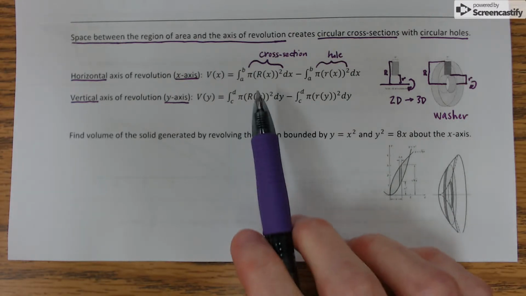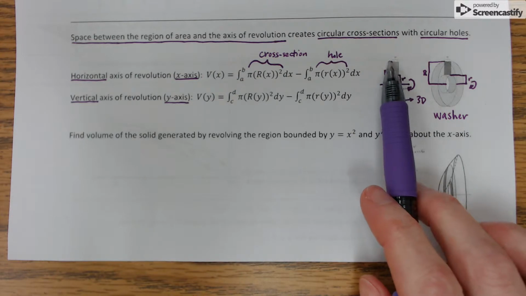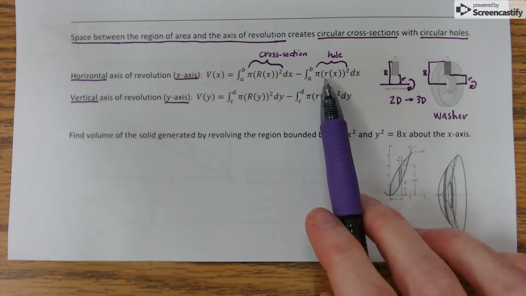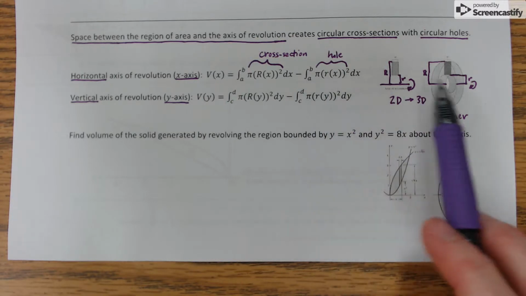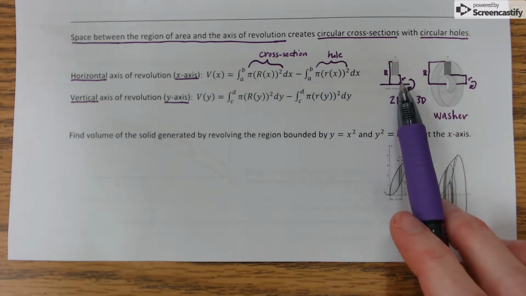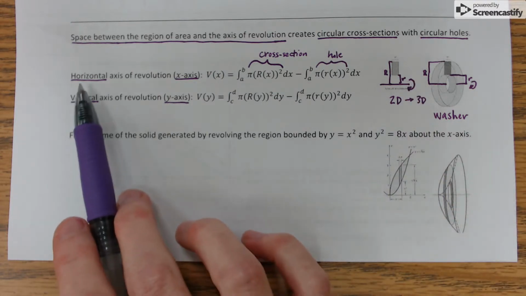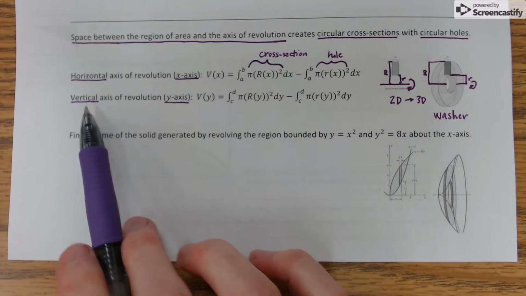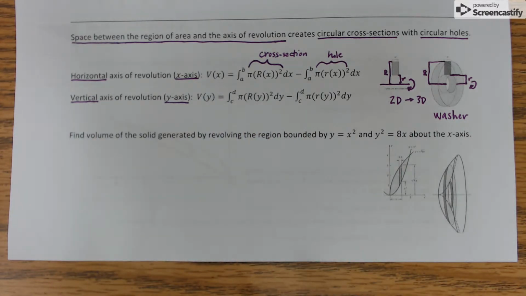You'll notice that for the cross-section area, I used a capital R, and that's going to be the larger radius of the solid figure as it revolves around the axis. And the cross-section of the hole, I used a lowercase r, and that will be the radius of the empty space as it revolves around the axis. And please know that we'll look at both horizontal axis of revolution and vertical. And so those will create either dx or dy integrals as we've seen in the past.